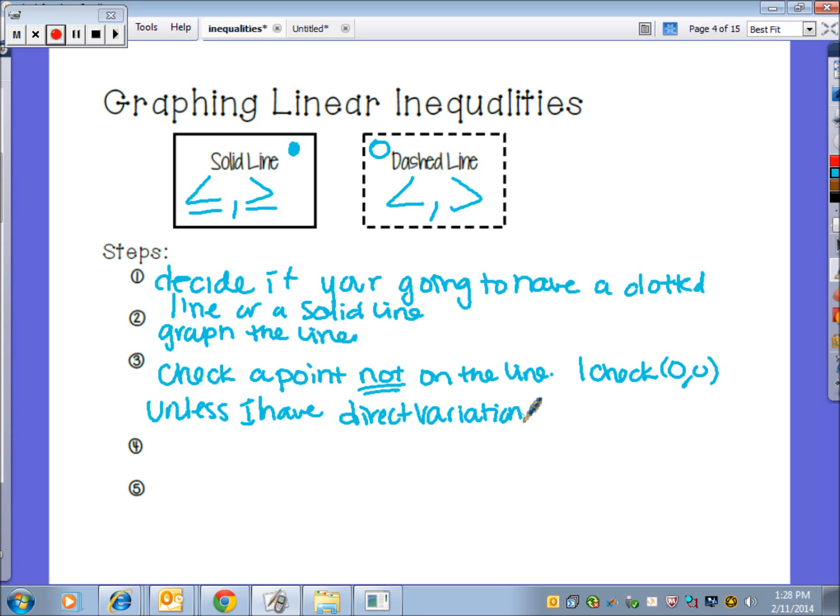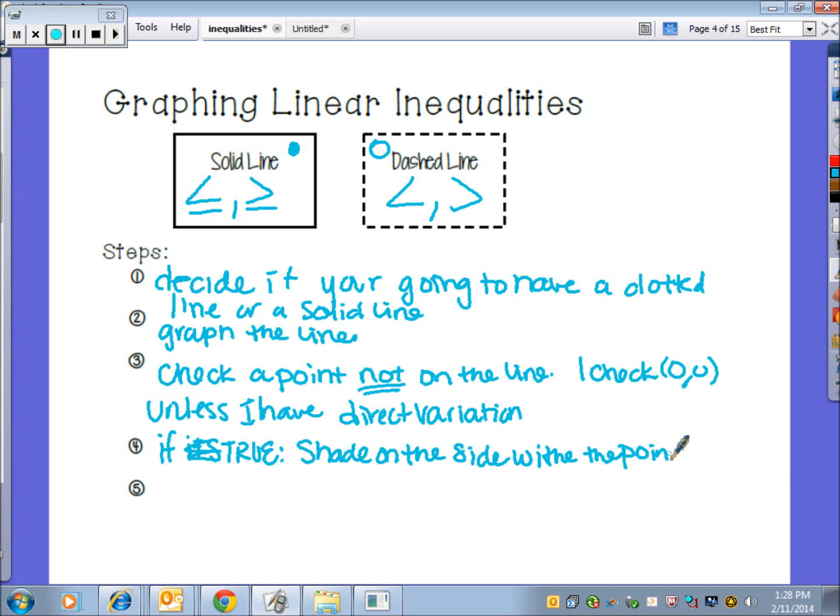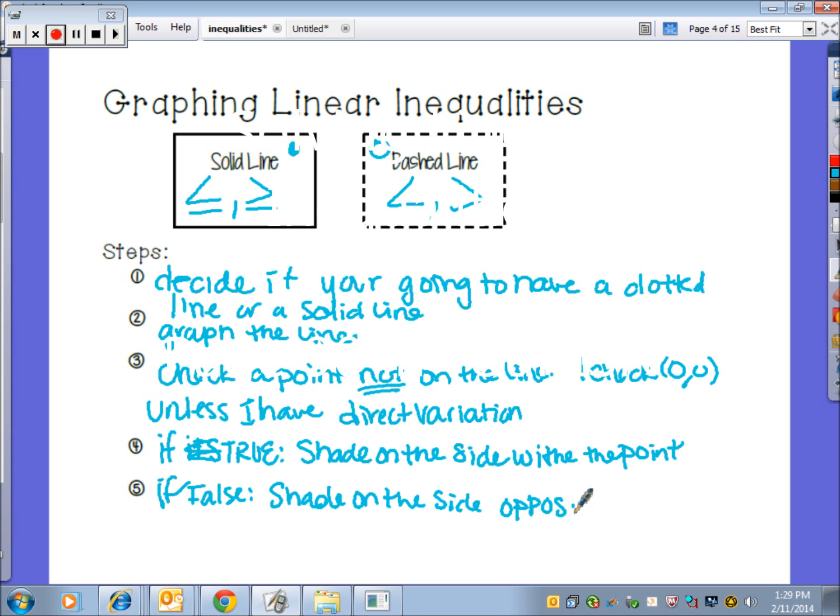Any point will do. When you check your point, if it's true, you're going to shade on the side with the point. If it's false, shade on the side opposite the point.